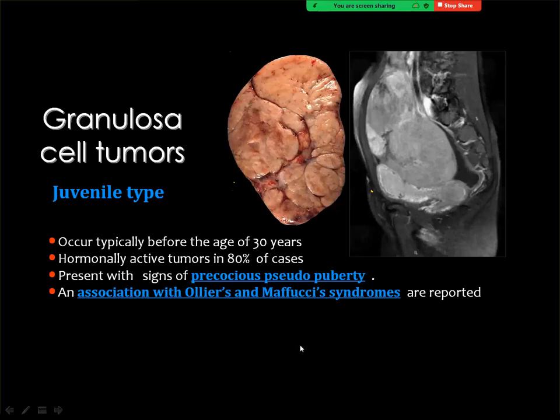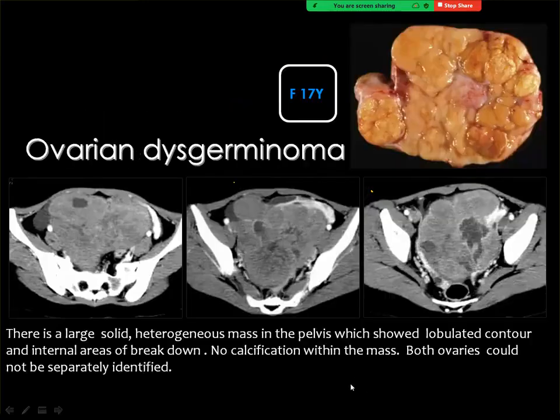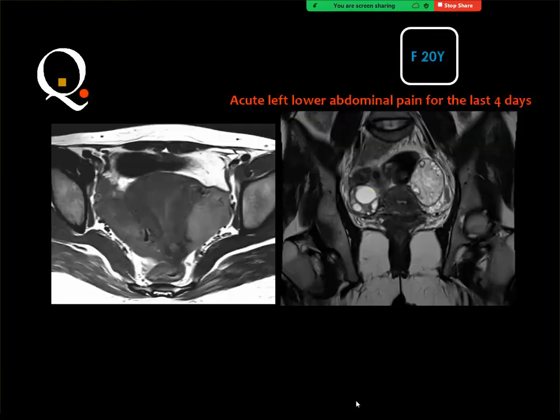and the adult type. And this may present with precocious pseudopuberty, and it may have some association with Ollier and Maffucci syndromes. The characteristic appearance is a very big mass in the pelvis. It may be totally solid, may have some cystic changes, or may have a predominantly cystic appearance with some solid component, especially in this particular age group, and you can diagnose ovarian dysgerminoma.